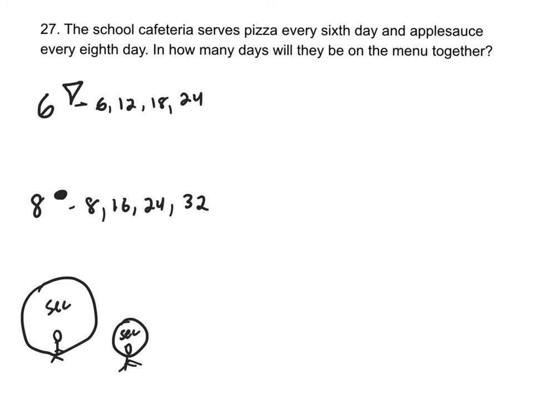8 times 4 is 32. We can stop because I see something that's happening. We have a match, and the match happens to be 24. So that means after 24 days, because the question's asking, in how many days will pizza and applesauce be on the same menu? Well, we can see it. After 24 days, there'll be pizza and applesauce on the same day. So the answer is 24, right? The answer is 24.